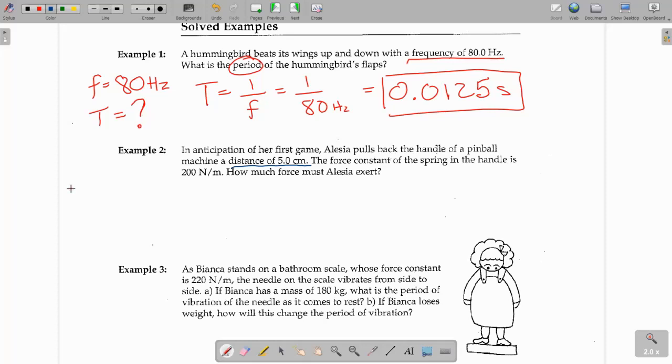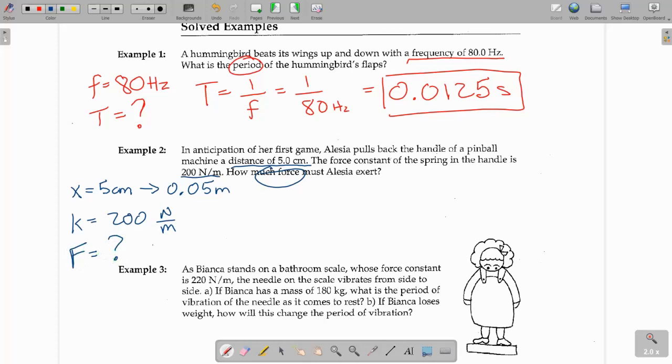So this right here is the stretch, or the distance from the equilibrium point, x, and it's 5 centimeters. Let's go ahead and convert that into meters because we don't like to work with centimeters. We'll move the decimal place 2 to the left, divide by 100, and it's 0.05 meters. Okay. It says the force constant of the spring, or the spring constant, is 200 newtons per meter. So that's k, 200 newtons per meter. And then it says how much force must Alicia exert. So we're solving for the force.